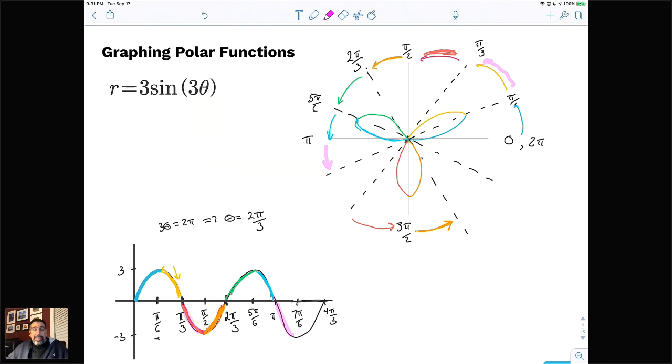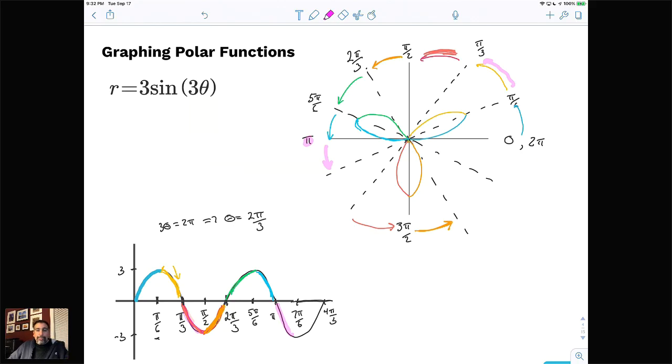Okay, this is actually called a three-leaved rose in polar coordinates. This is where this shape ends. So you actually have to take it all the way to pi to find the full period until the graph started repeating in the polar graph. So I hope that kind of introduction to graphing makes sense to you guys.